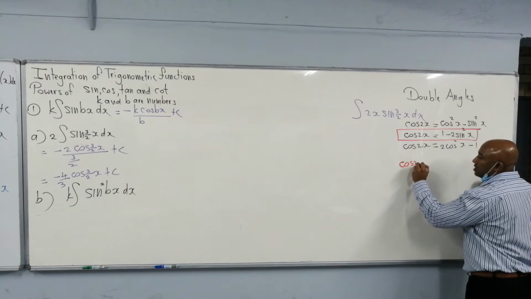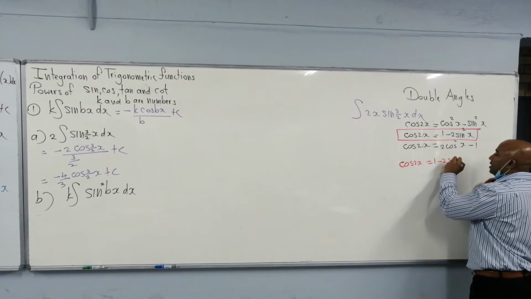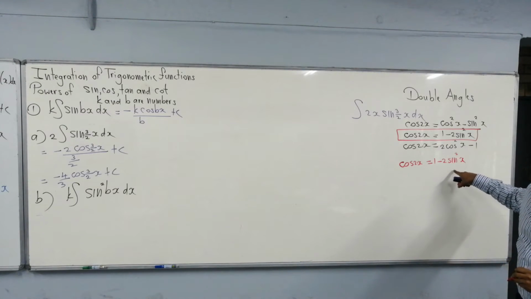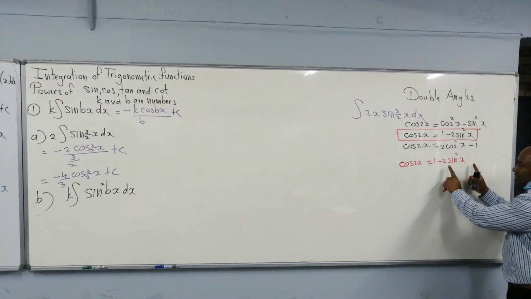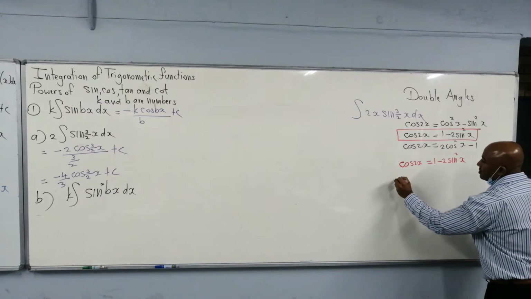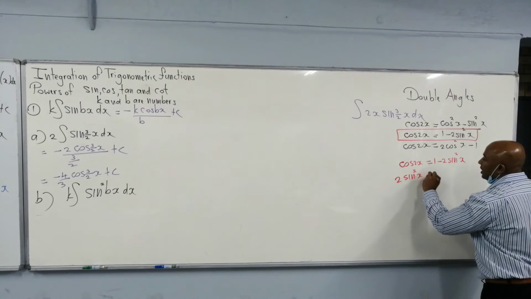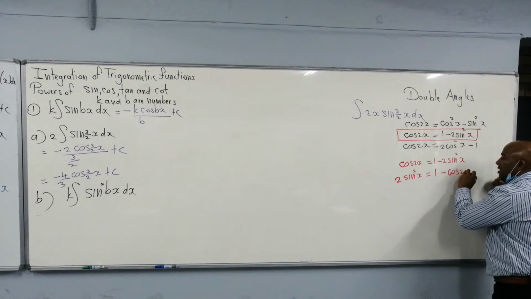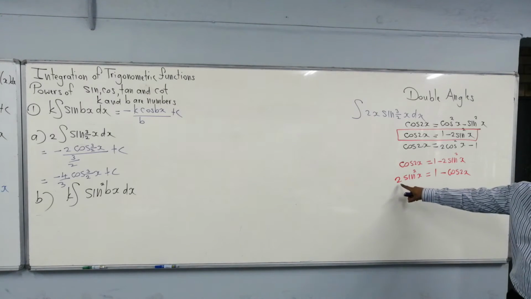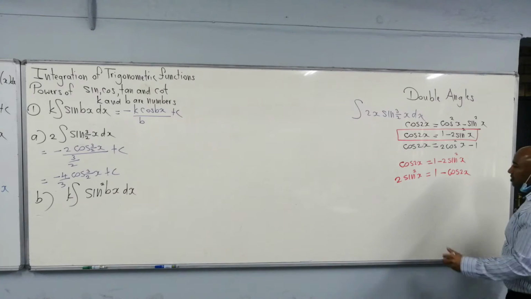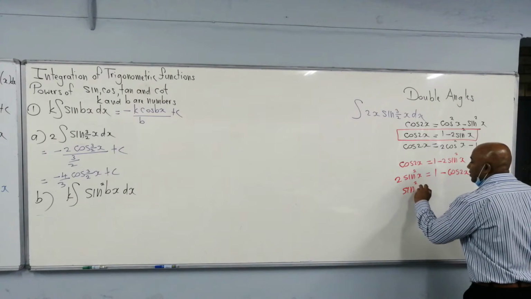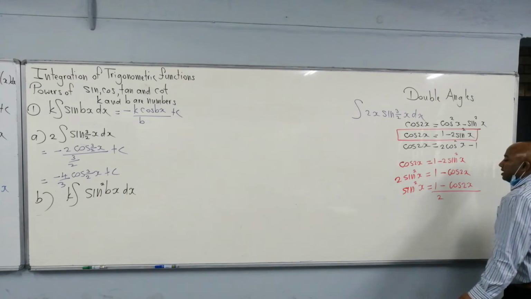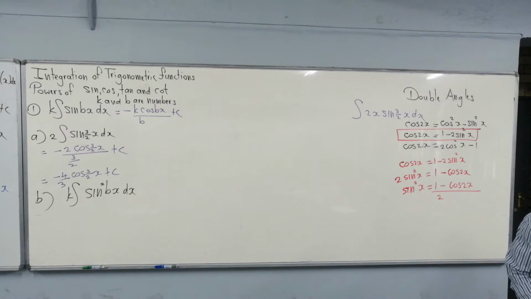Now watch it. If I got cos 2x is equal to 1 minus 2 sine squared x, and now I also have sine squared here, so I want to make sine squared the subject of the formula. I will take this, make it positive, so it becomes 2 sine squared, and this one here, take this to the right, 1 minus cos 2x. Now all I have to do is divide by 2. So therefore it's going to be sine squared x is equal to 1 minus cos 2x all divided by 2. So this is the formula that I'm going to use.